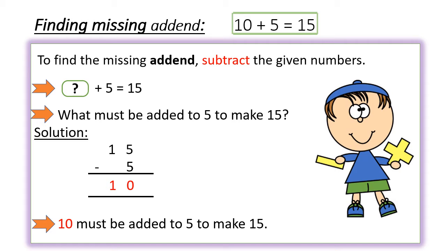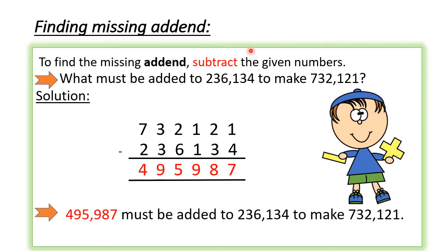Now let's move to some other examples. Students, as you know, we are solving the examples in which we are finding the missing addends. But before starting this example, let me tell you once again that you have to remember this thing, that to find the missing addend, you always subtract the given numbers. You will always subtract the given numbers.